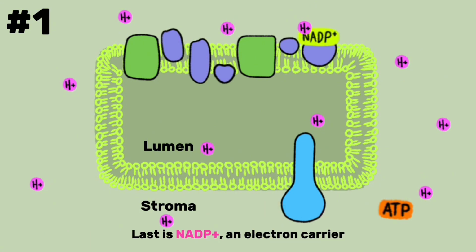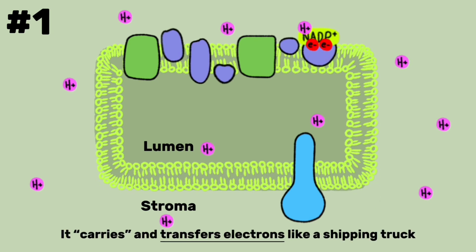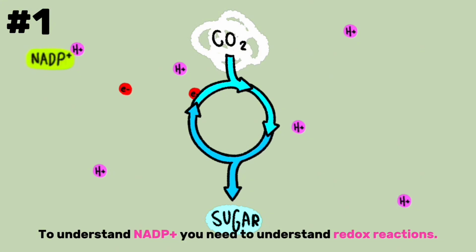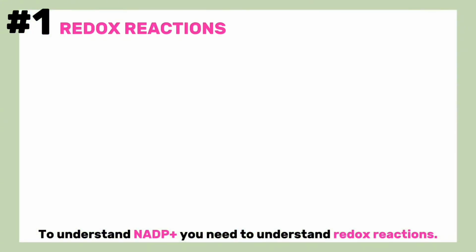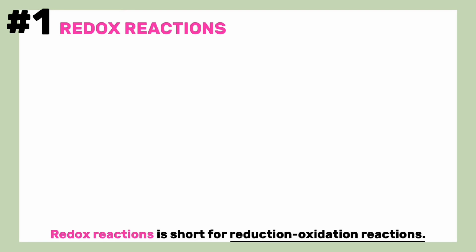Last is NADP+, an electron carrier. It carries and transfers electrons like a shipping truck. To understand NADP+, you need to understand redox reactions. Redox is short for reduction-oxidation reactions.